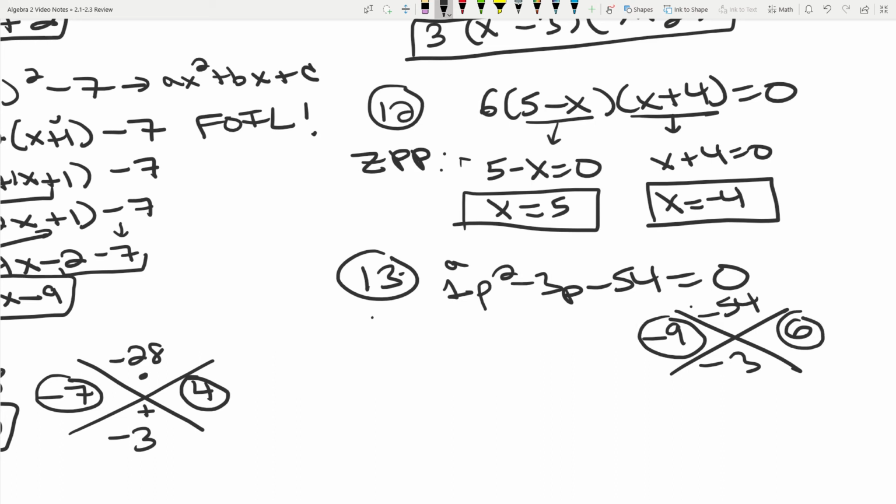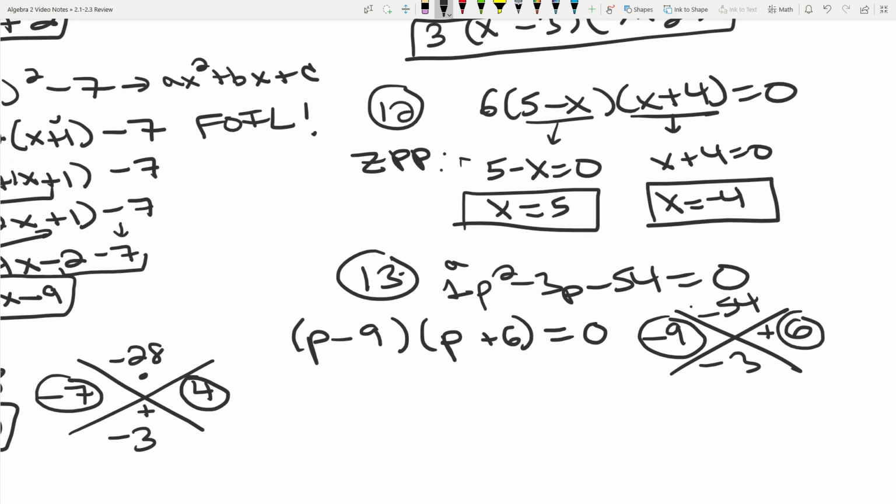All right, so now I can go straight to the parentheses form. Let me give myself a little bit more room here. So we got here, here, double parentheses equals 0. So the variable here is p, not x, right? So I'm just going to use p instead. And we got our two numbers, minus 9 and positive 6, so plus 6.